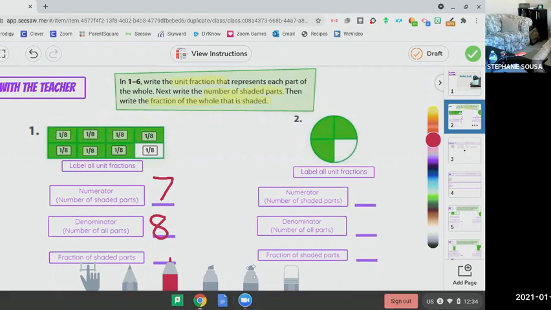The fraction of shaded parts. I'm going to use a label tool and I'm going to make it green like the model. 7 of the 8 parts are shaded? That is your answer in fraction form. 7/8. 7 of the 8 parts are shaded.